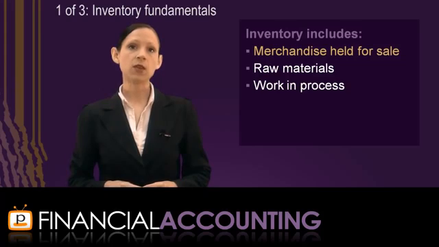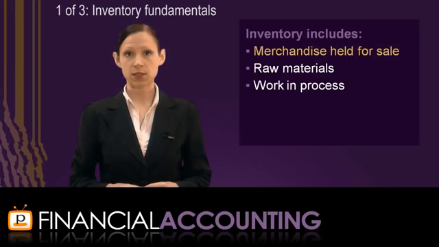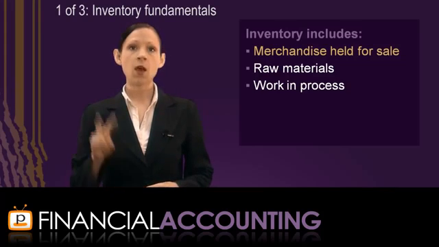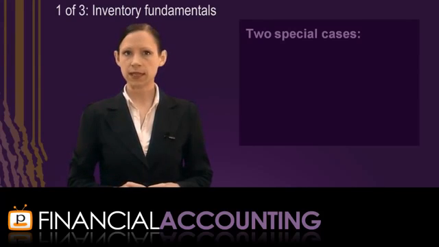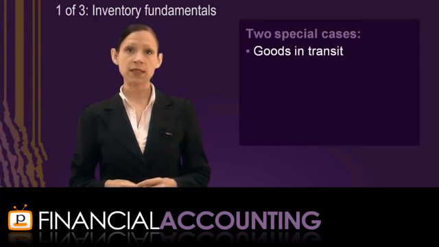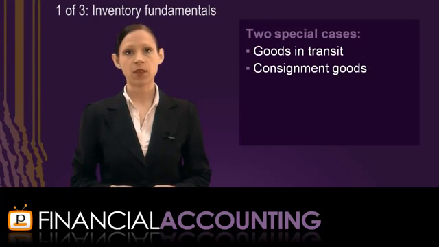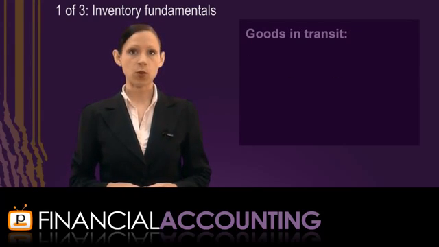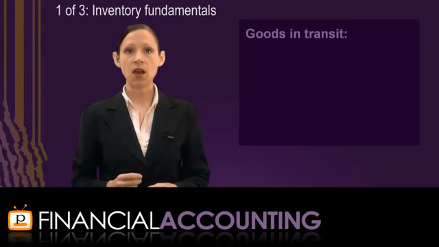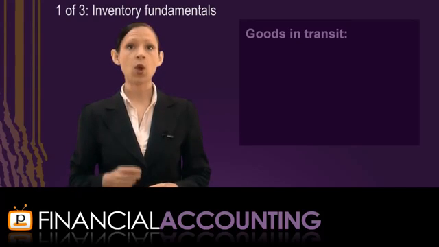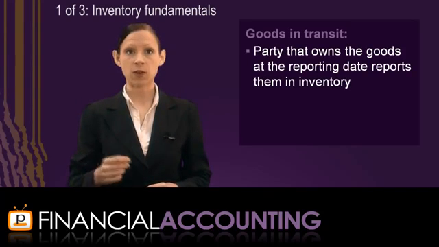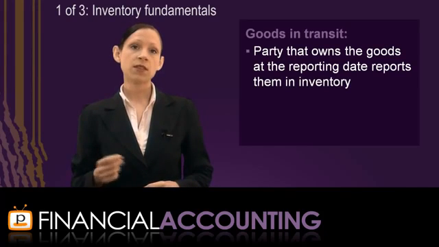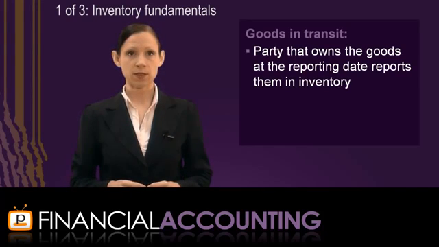At the reporting date, we need to know how much inventory the business is to report on their balance sheet. But there are two cases where it is not completely clear who should report the goods as part of their inventory: goods in transit and consignment goods. When goods are in transit at the reporting date, it is the party that holds the title to the goods at the reporting date who owns the goods and reports them as part of their inventory. The title is determined by the shipping terms.